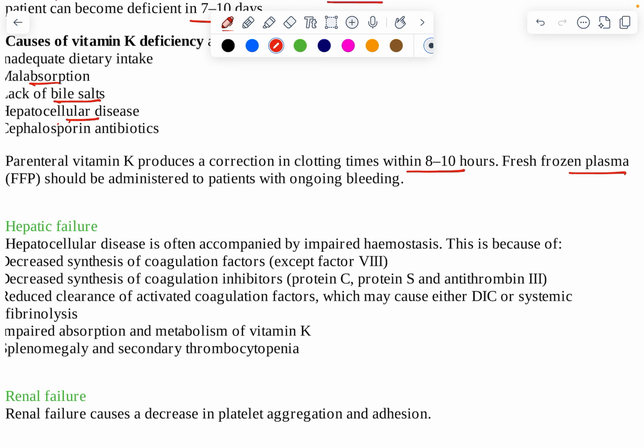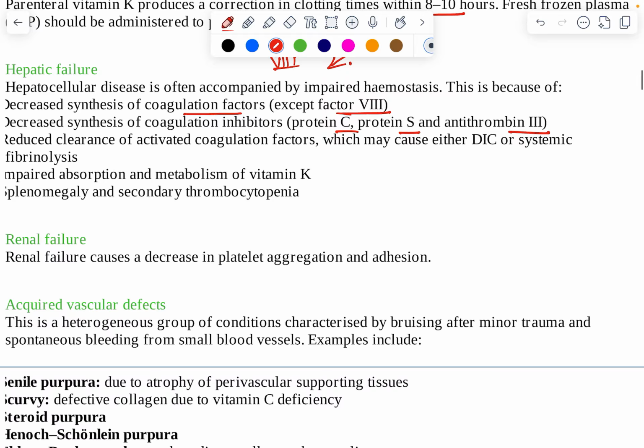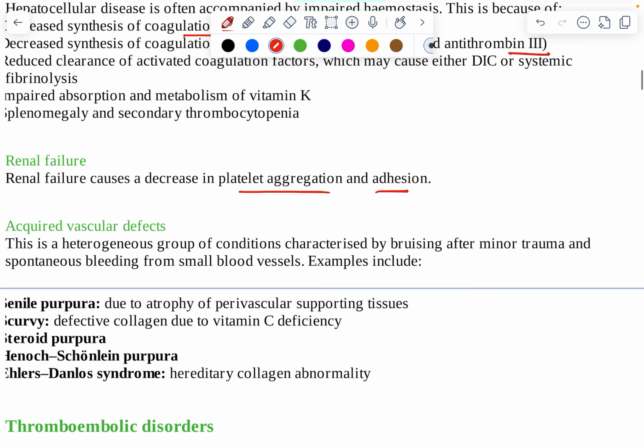Hepatic diseases often accompany impaired hemostasis. This is because of decreased synthesis of coagulation factors except factor 8. So this is the question: factor 8 is not lost. There is decreased synthesis of coagulation factors. Protein C and S are decreased, antithrombin 3 is reduced, and there is reduced activation of coagulation factors. Malabsorption. Renal failure causes impaired platelet aggregation and adhesion.